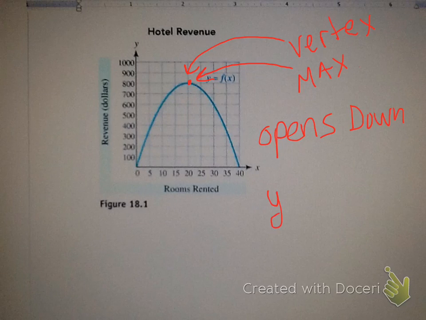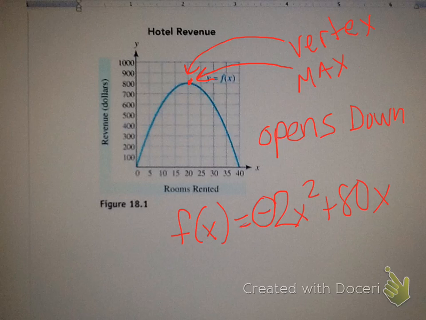If you have the equation to this, they tell you how to find the equation. You don't need that right now. The equation ends up being f of x equals negative 2x squared plus 80x. And they talk about how they derive that equation. You don't need that right now. What you need to know is that this is the vertex, that this is a parabola, it opens down. You're going to find out that the reason it opens down is because of the negative in this position.